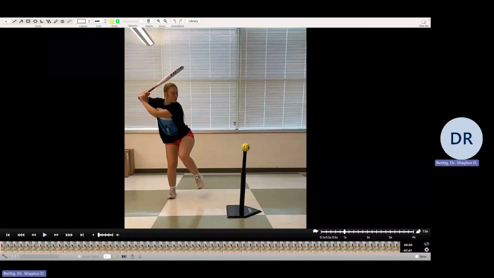We're going to go over your 2D and 3D analysis, and I'm going to be looking for what we call hitting inhibitors. These inhibitors can impact your power, contact, and efficiency.